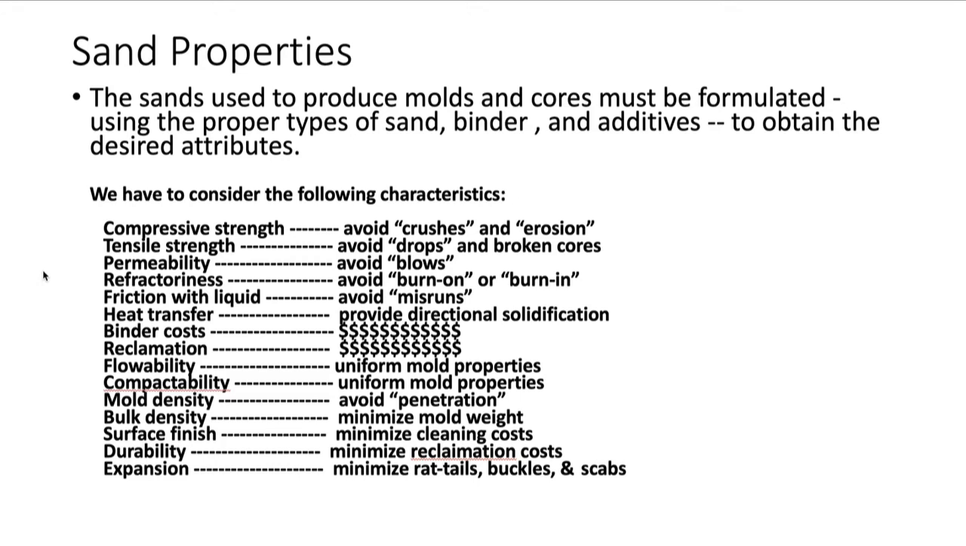But some of the characteristics: compressive, tensile, permeability, refractoriness, friction with the liquid, heat transfer, binder costs, reclamation, flowability, compactability, mold density, bulk density, surface finish, durability, and expansion. So some of these things off to the right, you might not even know what they mean now. Crushes and erosion, what are those things? So we'll need to talk about those as we go here.